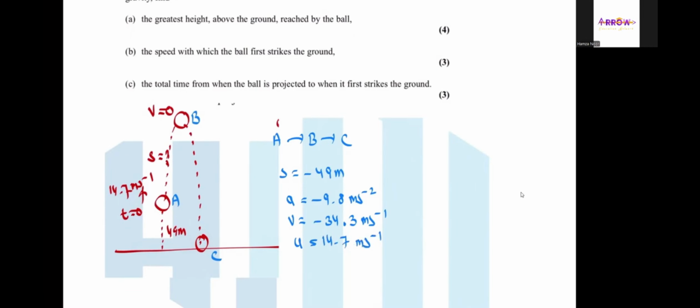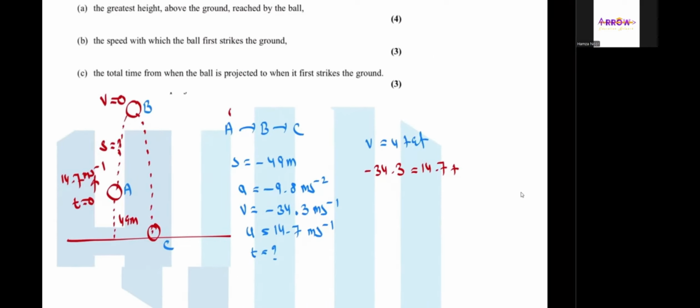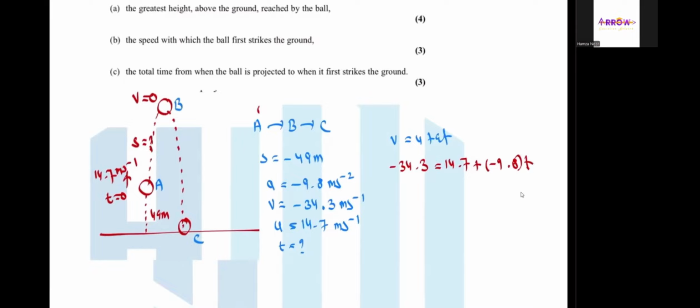Whichever equation feels comfortable to you, use that equation. You just need to find the value of t. So I can use v is equal to u plus at. V is minus 34.3, because the ball has changed the direction of motion when it is coming downwards. So minus 34.3 is equal to 14.7 plus acceleration times t, and acceleration is minus 9.8. Just solve this linear equation in terms of t and find the value of t.